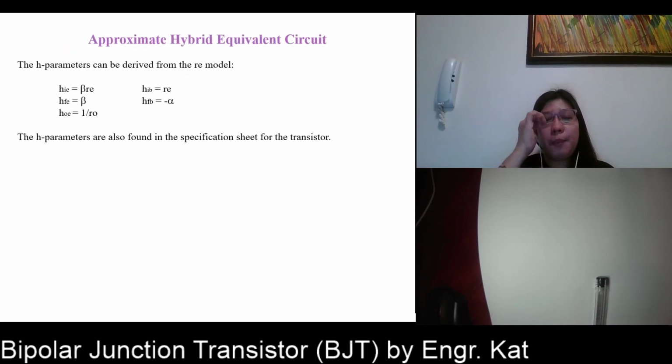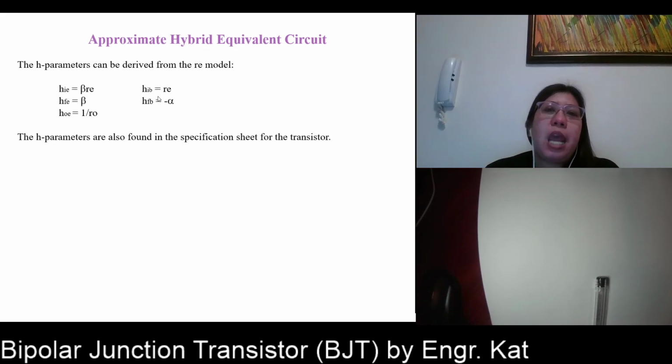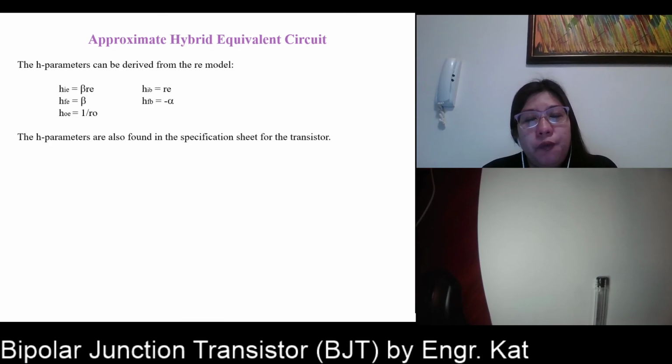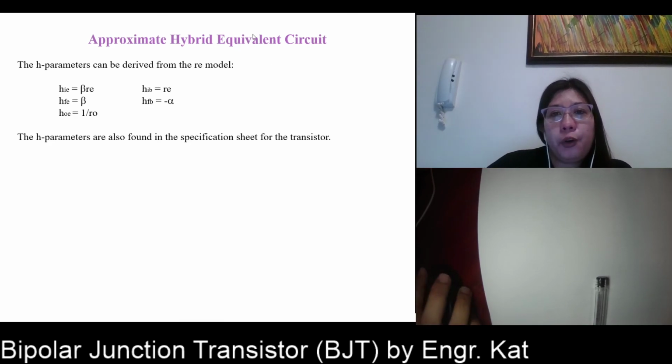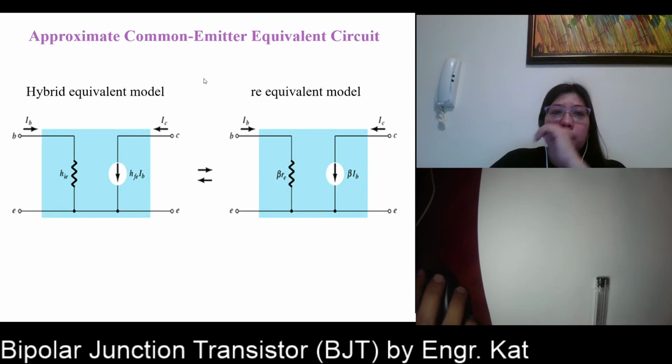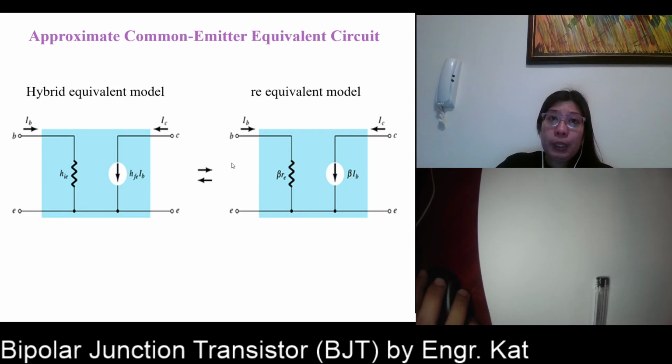So for approximate hybrid equivalent circuit, H parameters can be derived from the RE model. The H parameters are also found in the specification sheet for your transistor. Okay? So approximate common emitter configuration. This will be a great help in your SIT work from the previous video.